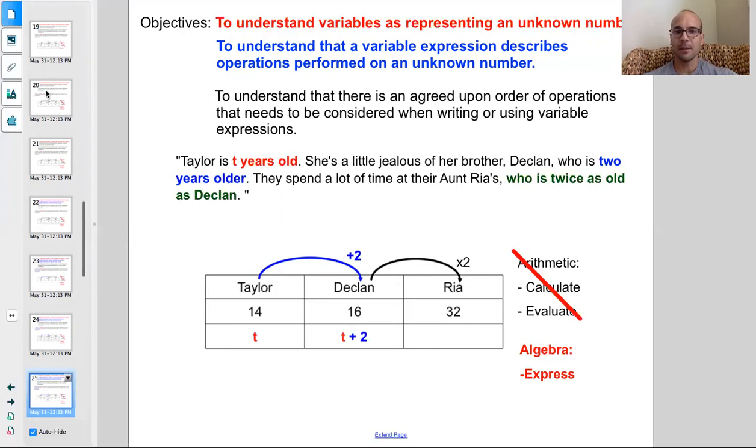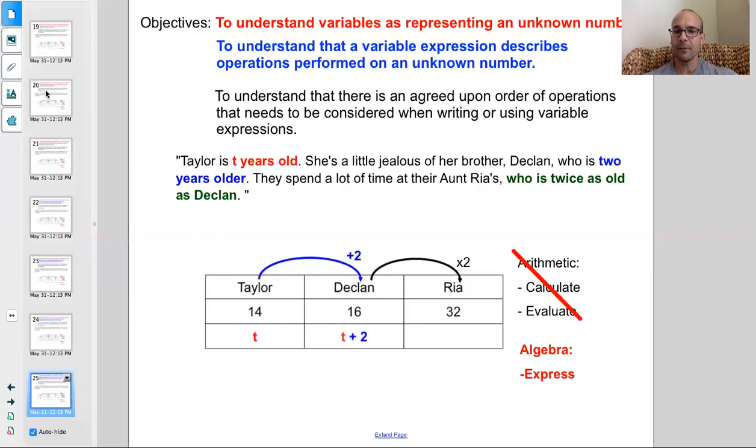And then it continues, because now Aunt Rhea, if we know what Declan's age is, well, sort of, at least have it expressed, and we know that Aunt Rhea is twice as old as Declan, then what we would want to tell everyone is we're going to take t plus 2, which is Declan's age, and we're going to double it. Now at that point, you've got add 2 and multiply by 2.